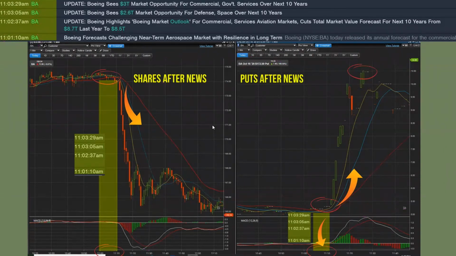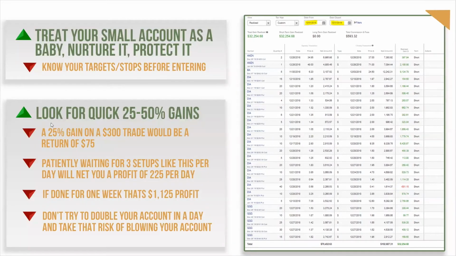Okay, now let's go to that next slide. I want you to treat your small account as a baby. You've got to protect it, and you've got to grow it. I want you to understand your targets and stops before entering into a trade.